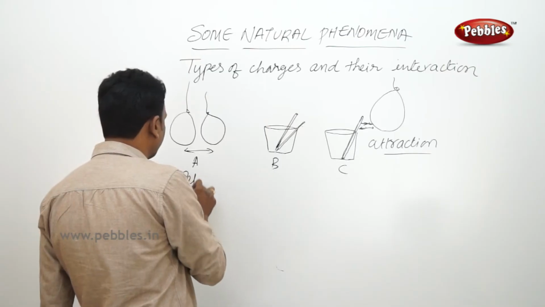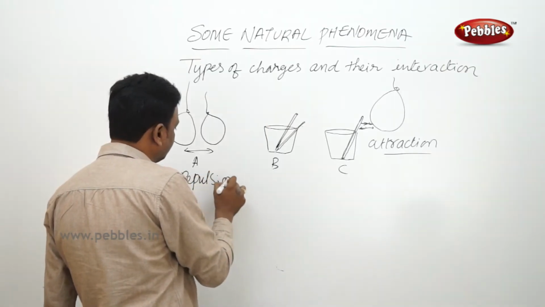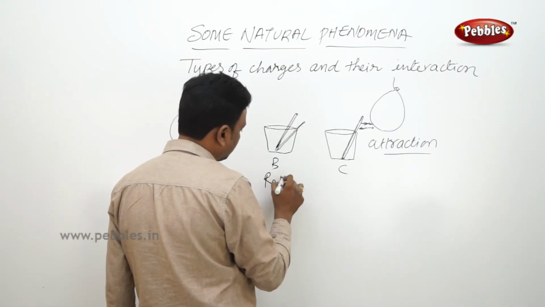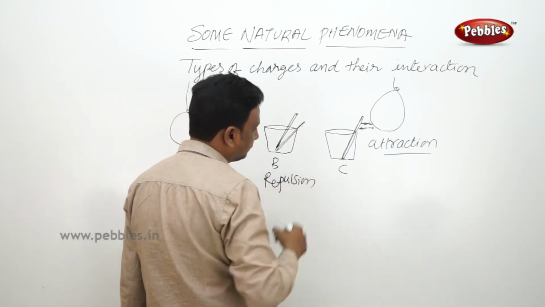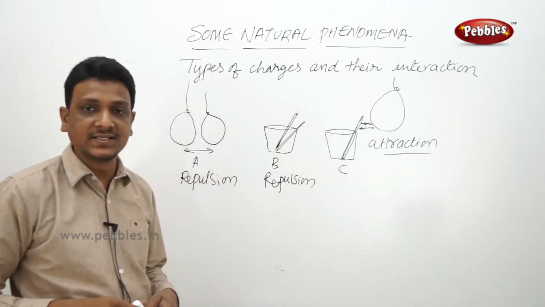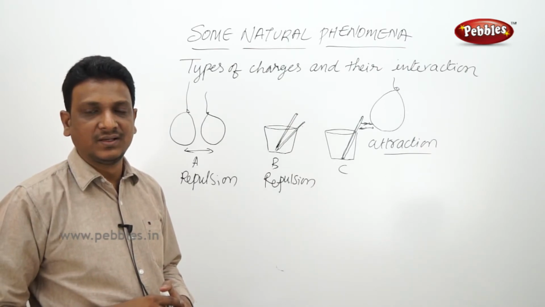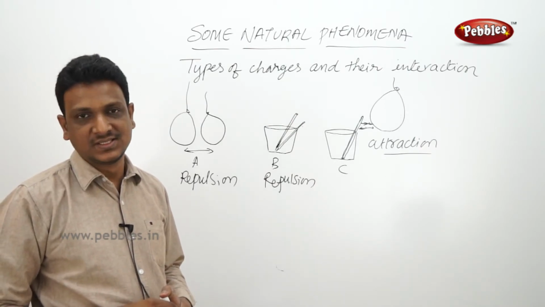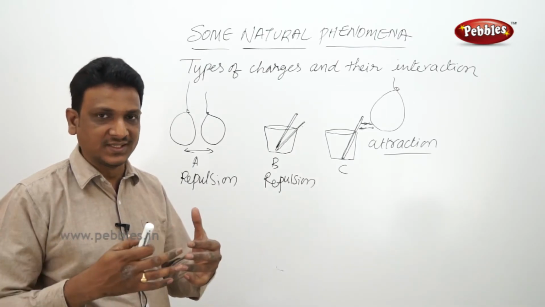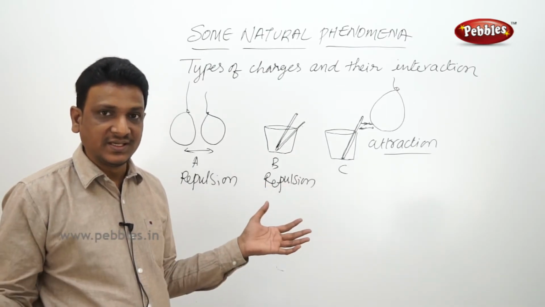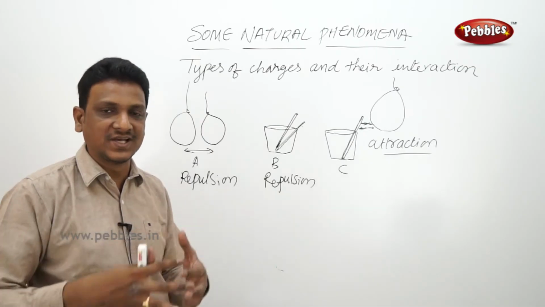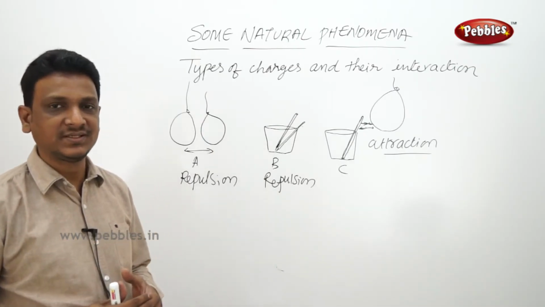Here, repulsion. In this case also, repulsion. So by this activity we can understand that charges are of two kinds. There are two different charges. In case of similar charges, repulsion takes place. In case of opposite or unlike charges, attraction takes place.